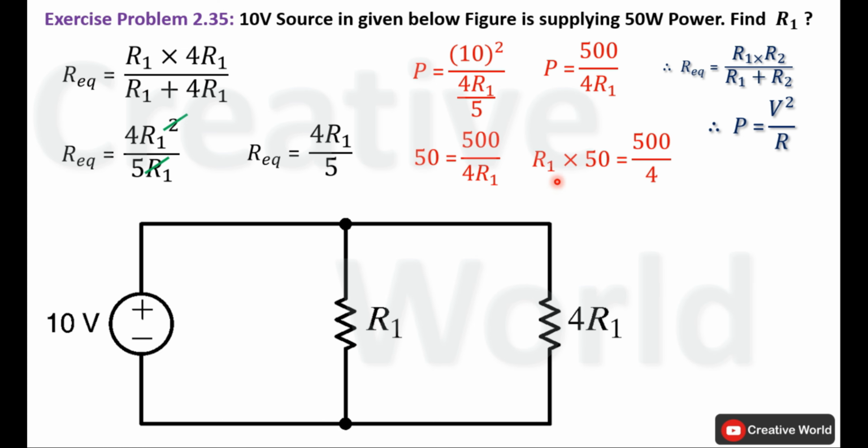The equation will become R1 multiplied by 50 equal to 500 divided by 4. Now divide on both sides by 50 to calculate the value of R1. That will become 500 divided by 4 multiplied by 50. Take their product together, it will become 500 divided by 200, and the value of R1 will be 2.5 ohms.